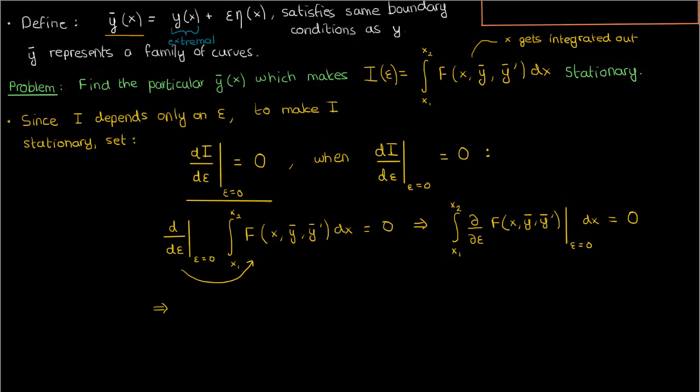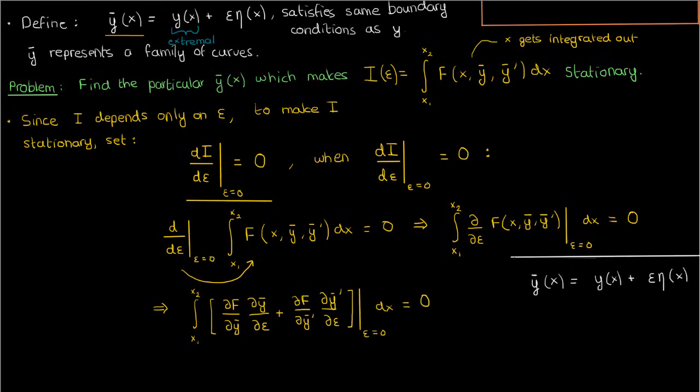differentiation to end up with the integral from x1 to x2 of partial f partial y bar times partial y bar partial epsilon plus partial f partial y bar prime times partial y bar prime partial epsilon. And this integral at epsilon equals 0 has to be equal to 0. Let's copy-paste the expression for y bar that we defined above, which is just y bar equals y plus epsilon times eta.